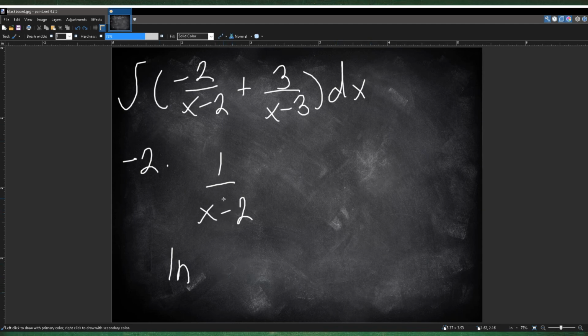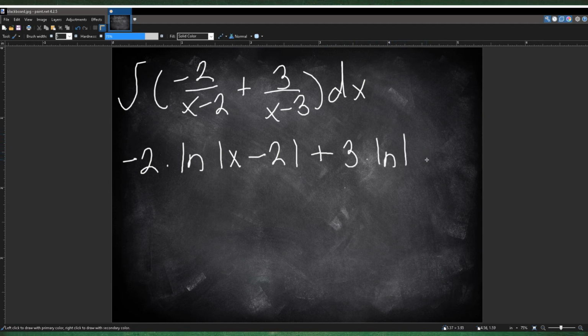And as always, when we do the integration to a natural log, you have to put the absolute value. Okay? And then you do the same thing for the 3 over x minus 3, which is just 3 times ln of the absolute value of x minus 3. Right? And then you add c. You always add c. So that's your answer. Negative 2 times ln of the absolute value of x minus 2, plus 3 times ln of the absolute value of x minus 3, and then plus c. And that's integration by partial fractions.